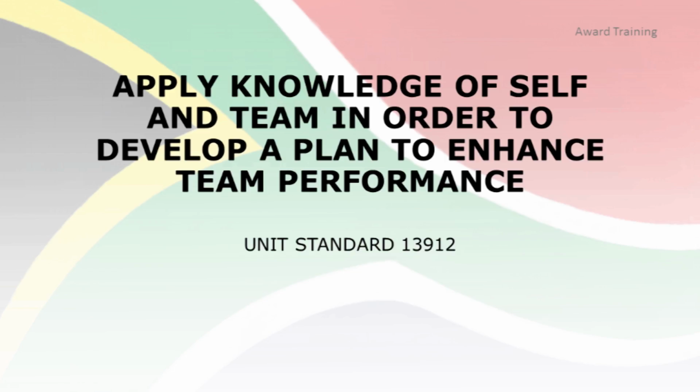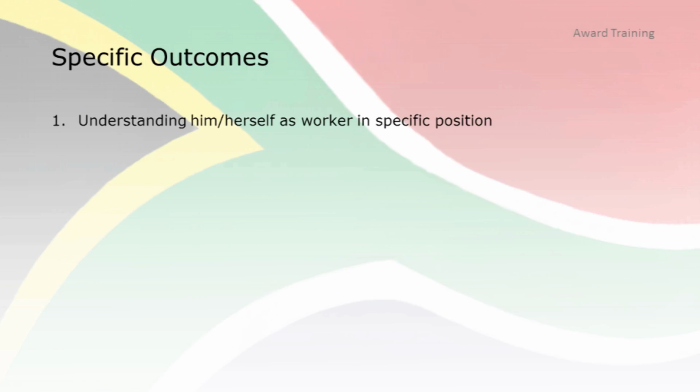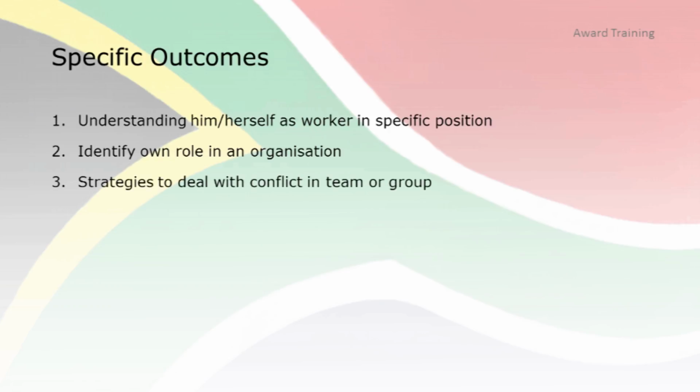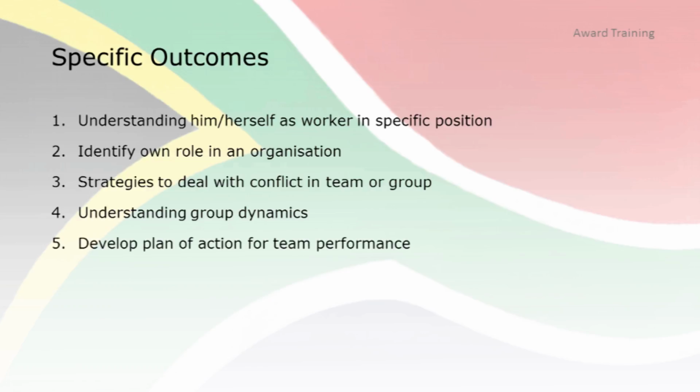The unit standard is called Apply Knowledge of Self and Team in order to develop a plan to enhance team performance. Unit standard number 13912. Let's look at the outcomes of the unit standard that you as a learner will master. Number 1, understanding yourself as a worker in a specific position. Number 2, identify your own role in an organization. Number 3, we're going to look at strategies to deal with conflict in a team. Number 4 is to understand group dynamics. And number 5, we are going to look at developing a plan of action for team performance.